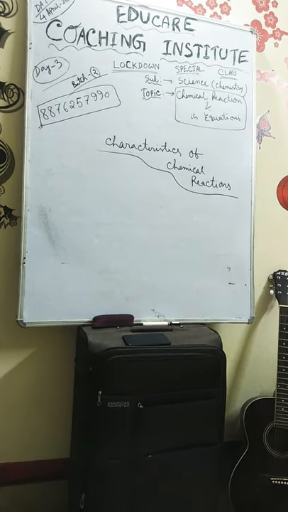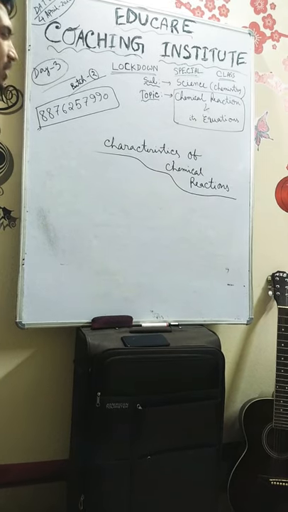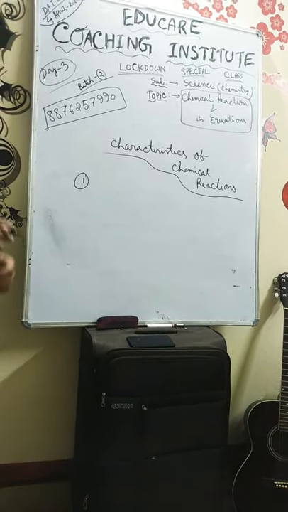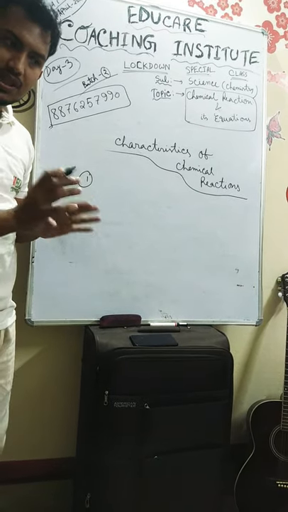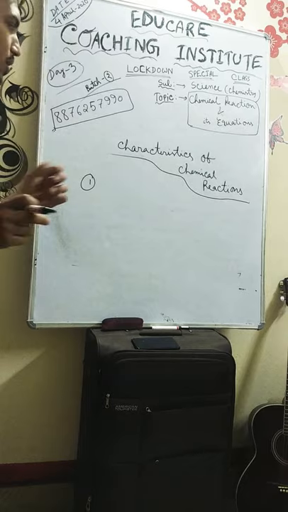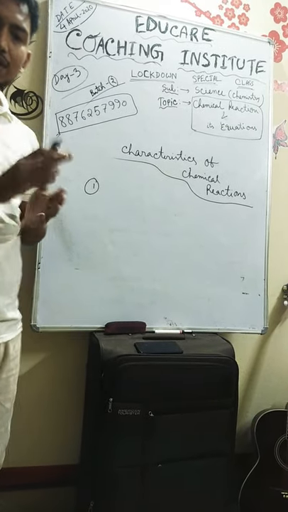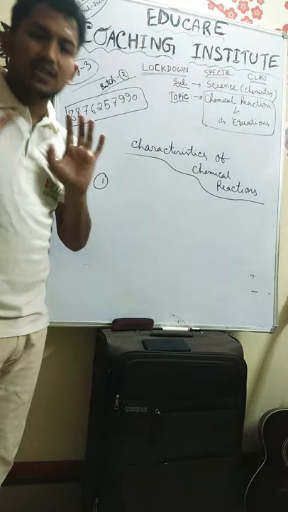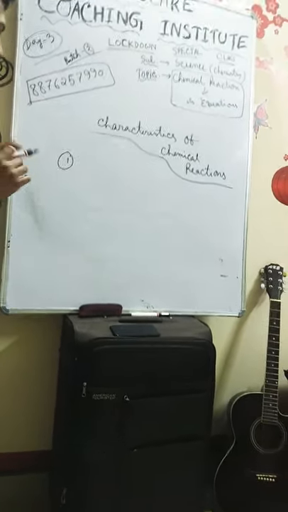What is the characteristic of chemical reaction? Number one. So, is it a chemical reaction or a physical reaction? By observing what conditions we will get to know this is a chemical reaction or a physical reaction. There are some characteristics. What are the characteristics?